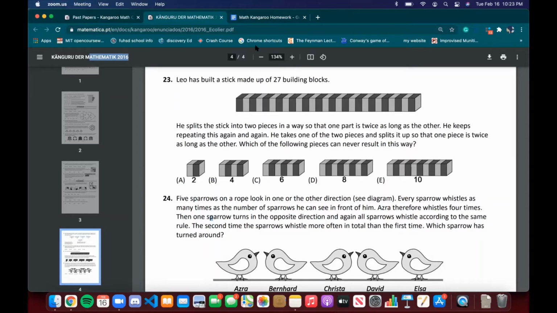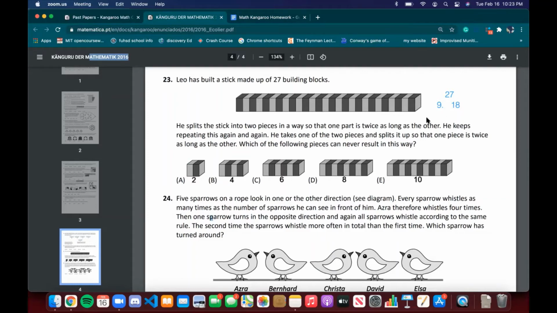Okay, so let's just figure out a way to determine the length. So he has a stick of 27 pieces, and if you split it into 2 pieces where one is twice as long as the other, that would split into 9 and 18, because 18 is 2 times 9, and there's 27 total building blocks. So the first stick has 9 pieces, and the second stick has 18 pieces, so in total they have 27, which is equal to the original.